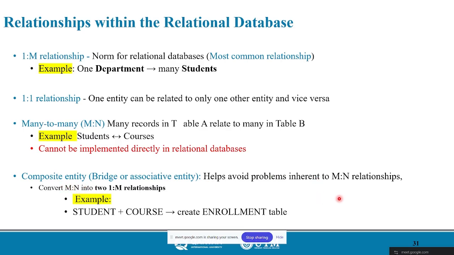And of course it helps to avoid this problem, because in our database we will need many to many relationships, however not in this form. We will use a composite entity and we will create one table between these two tables that need to be many to many.